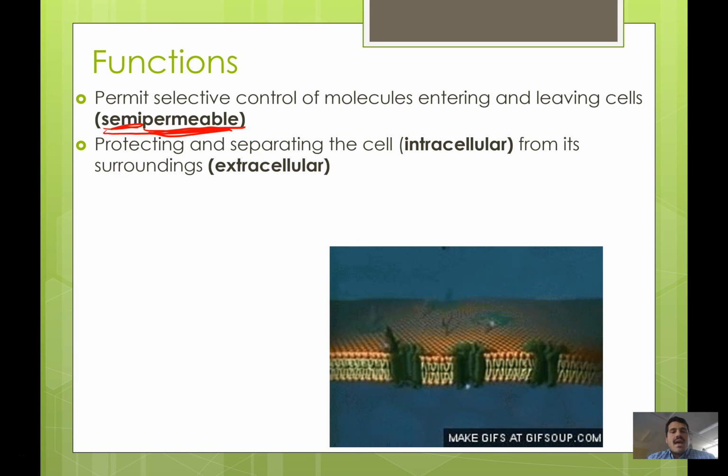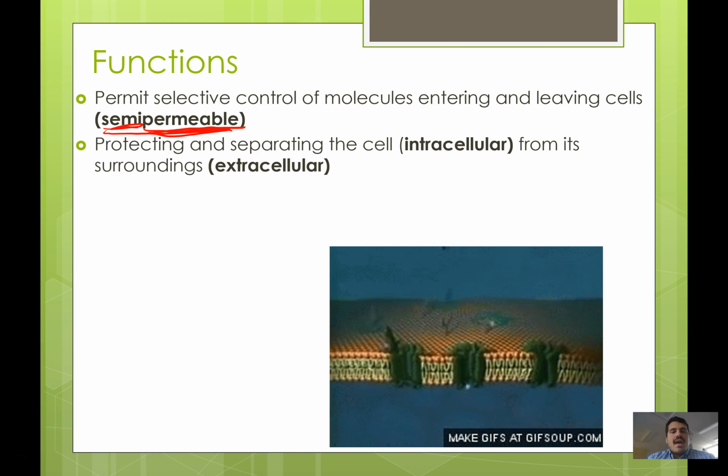Also, the plasma membrane is very important for protecting and separating the cell, so the intracellular environment, from its surrounding, the extracellular environment. The fluid structure allows for flexibility and changing of shape, with cholesterol intertwined in the tails. So this cholesterol, these fats, actually allow the flexibility and resist temperature changes in the membranes. And we're going to run a little prac at the start of next year on this.